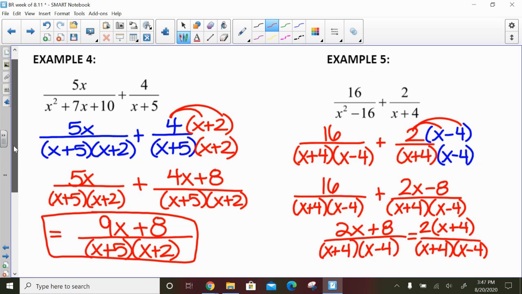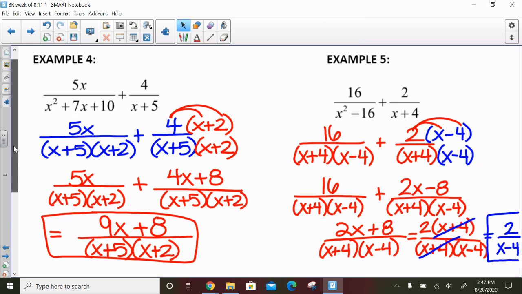Okay, and then now you can see that the x plus 4s will cancel. And all you have left for your answer is 2 over x minus 4. That would be your final answer. Okay, so that is the examples for the front of your worksheet.